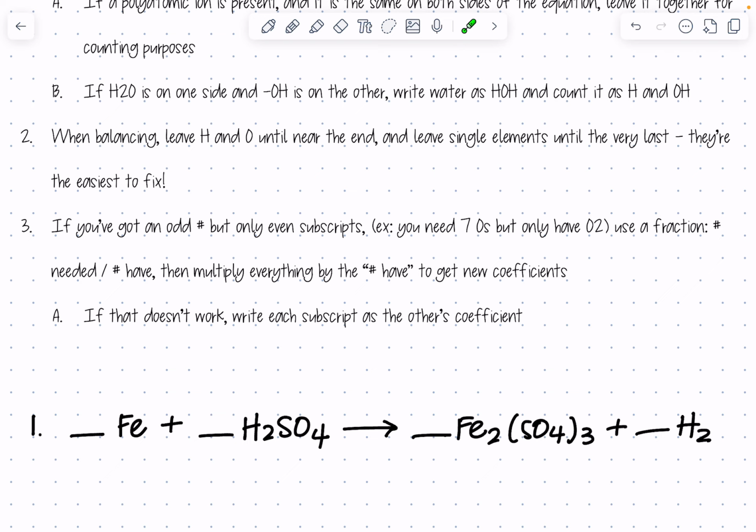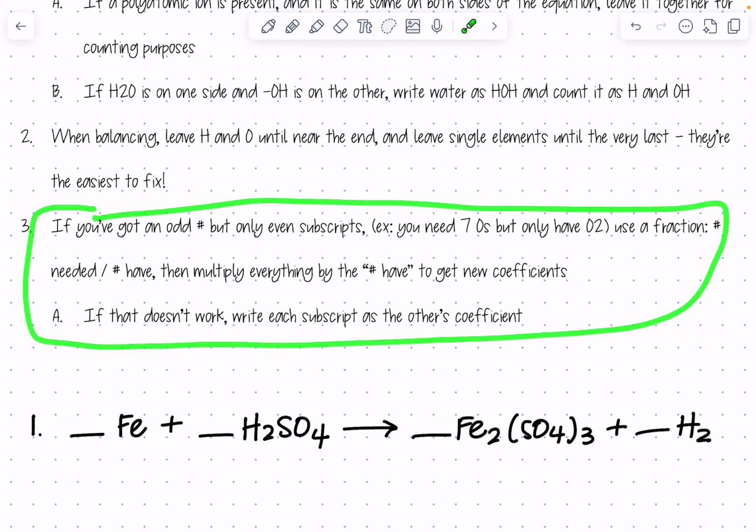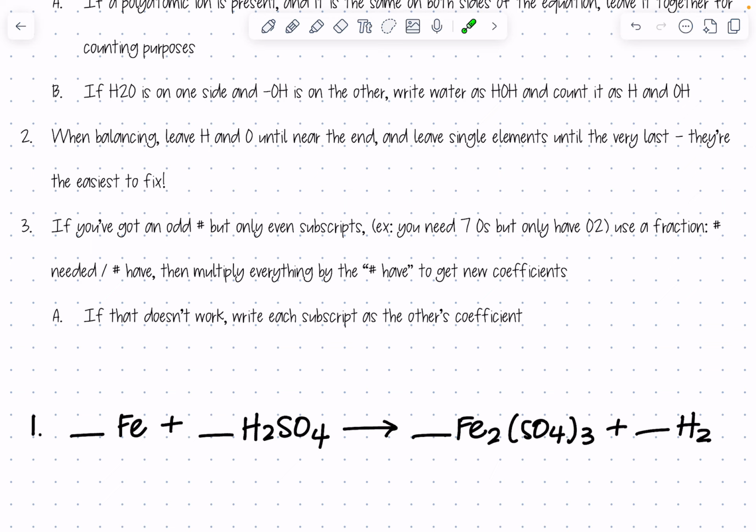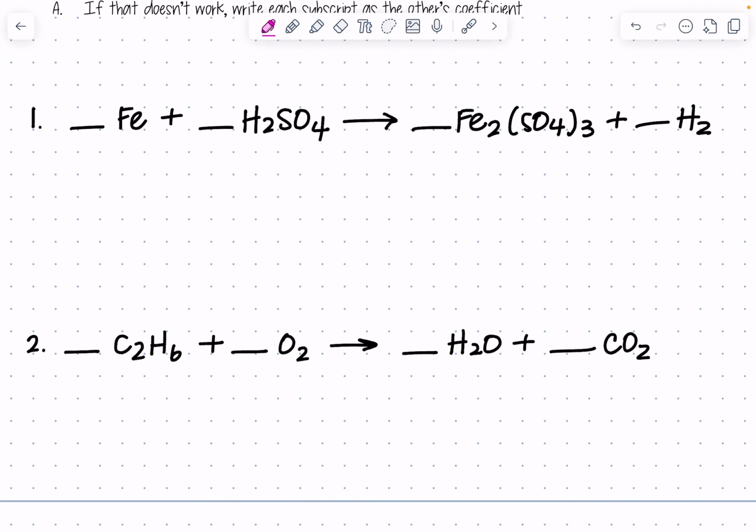And then finally, if you have an odd number but you need even subscripts, we're going to use a fraction. I'm going to come back to this point whenever I get to an example of that, because it doesn't make sense explaining it without an example. So let's get to our practice problems here.